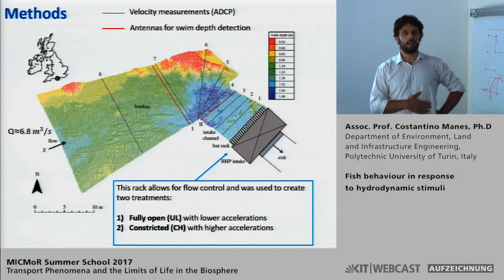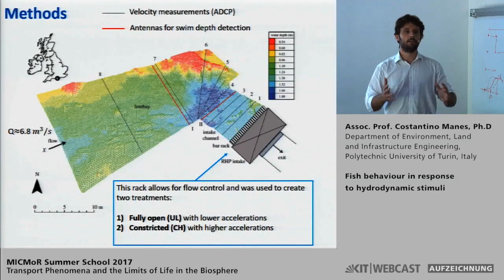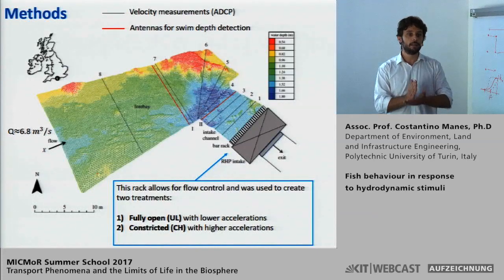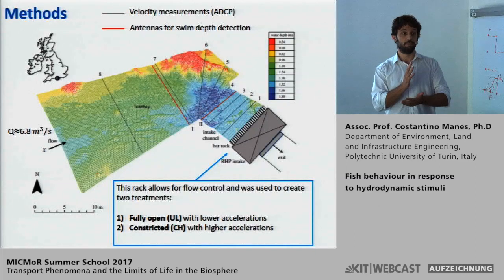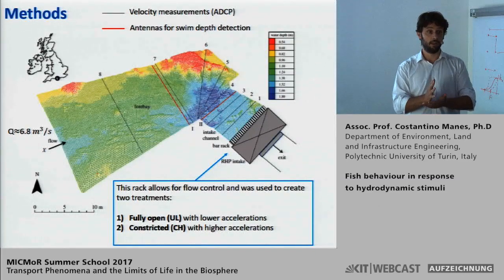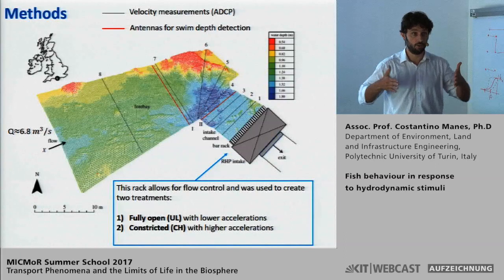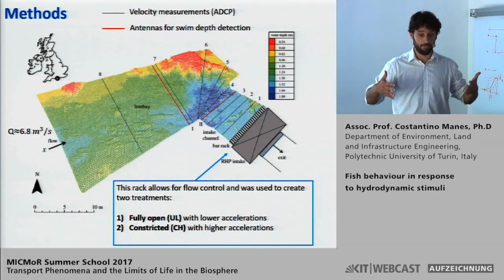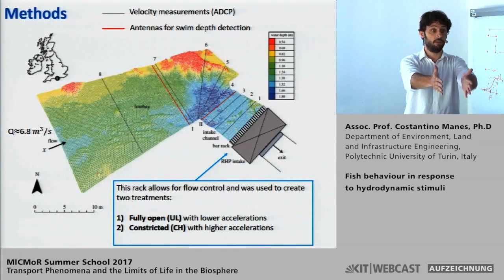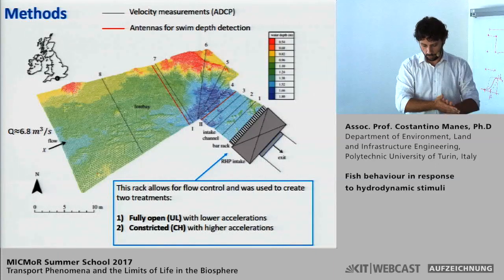I forgot to mention that we wanted to create a sort of an area with high and low accelerations because, according to literature, acceleration, I'm talking about convective acceleration. Okay, so the flow is steady, so it's the acceleration due to the spatial heterogeneity of the flow. That's what I'm talking about.